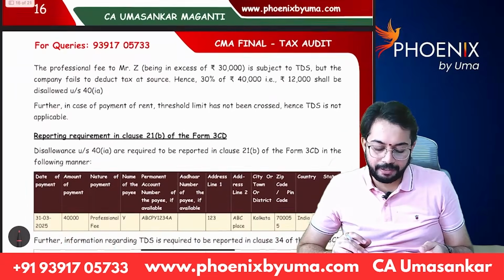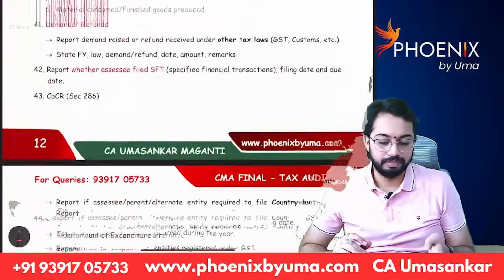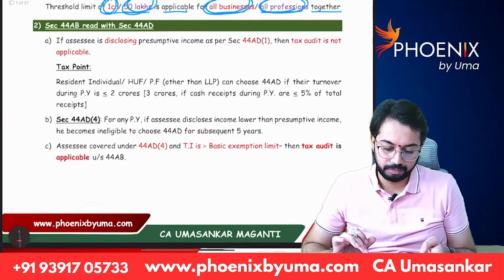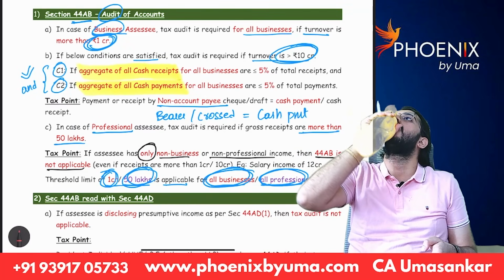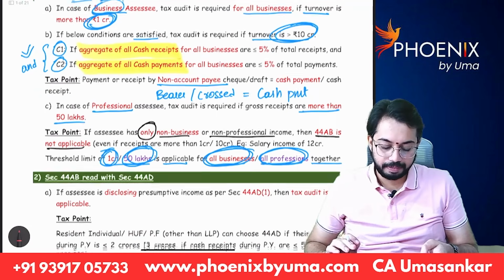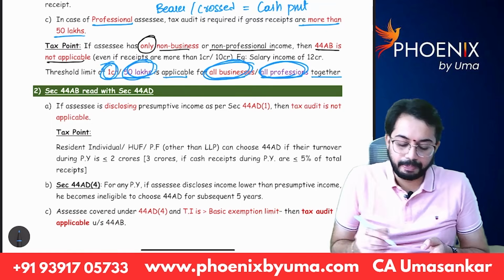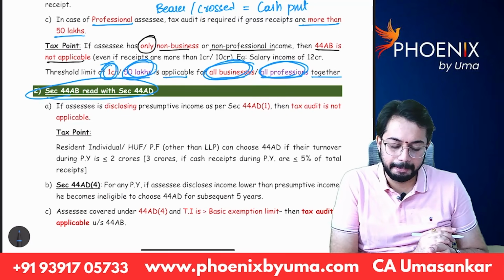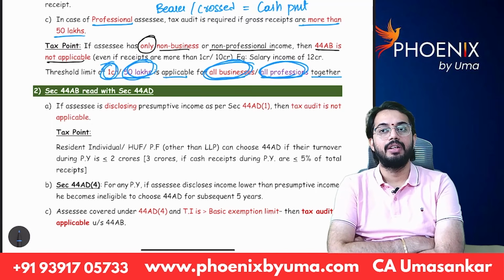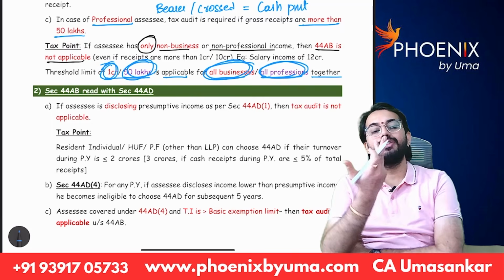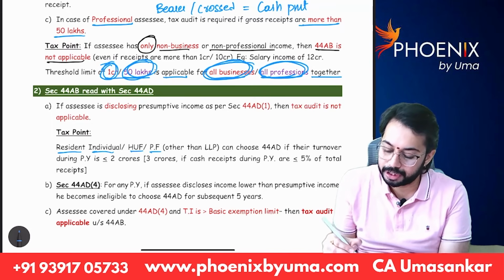So next, fourth question and fifth question, these two are relating to 3CD. Okay. So everybody, did you understand 44AB? Next we will discuss 44AB read with 44AD. Do you remember 44AD? Presumptive provisions. So as per 44AD, who can choose 44AD? Resident individual, resident HUF, resident partnership firm other than LLP can choose 44AD.